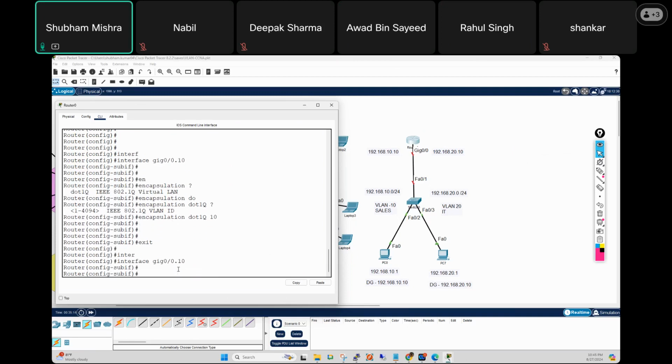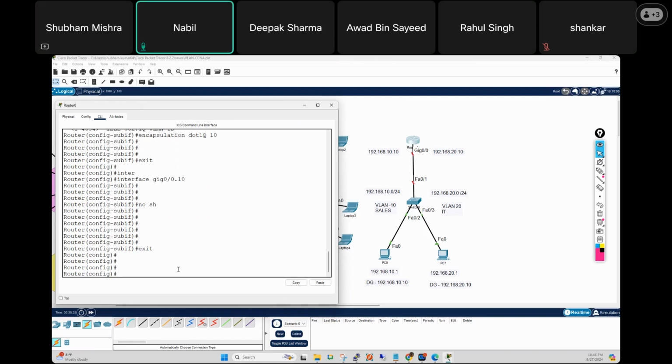And after that, guys, you have to write one more command that is called no shutdown. Done, everyone. Anyone who does not understand? Sir, is it not enough to put the no shut command on the main interface instead of the sub interface? Yes, generally we are running it, but if you do not mention it, it will not enable the sub interface also.